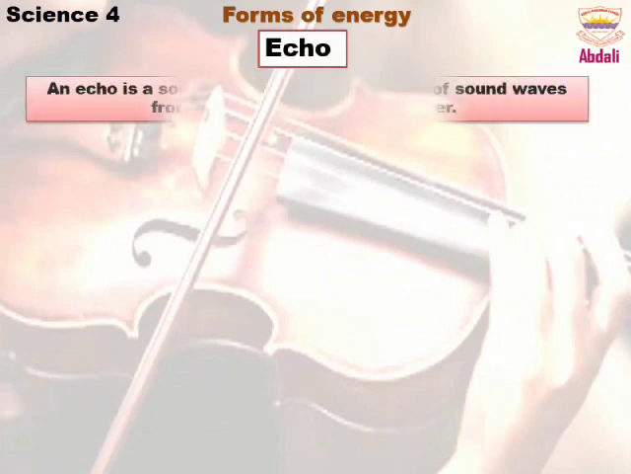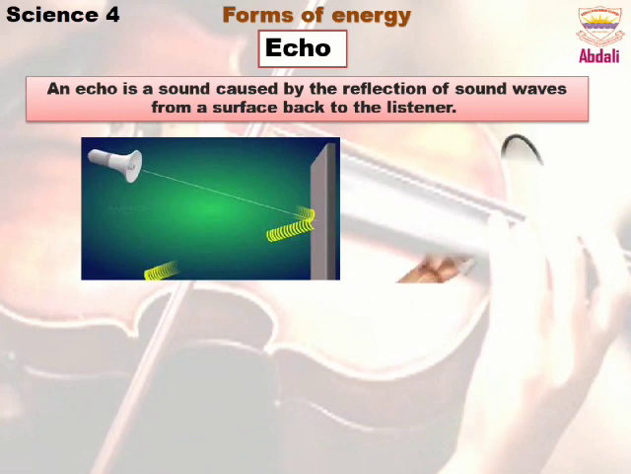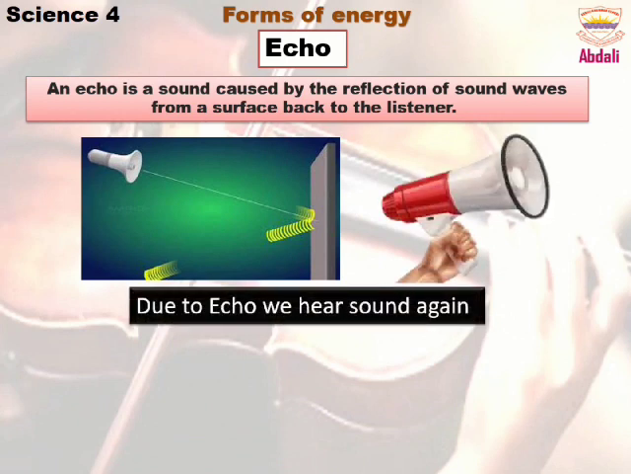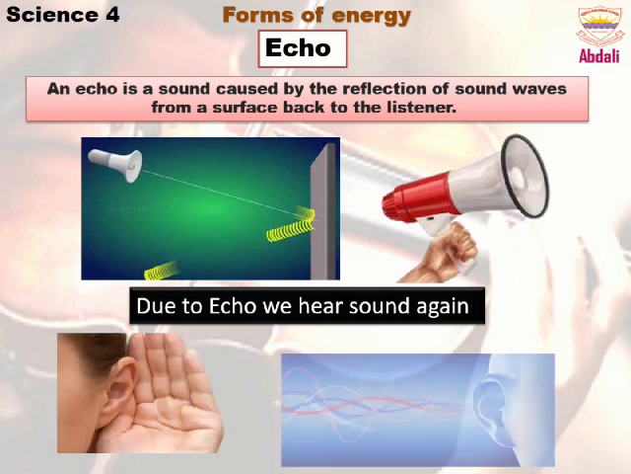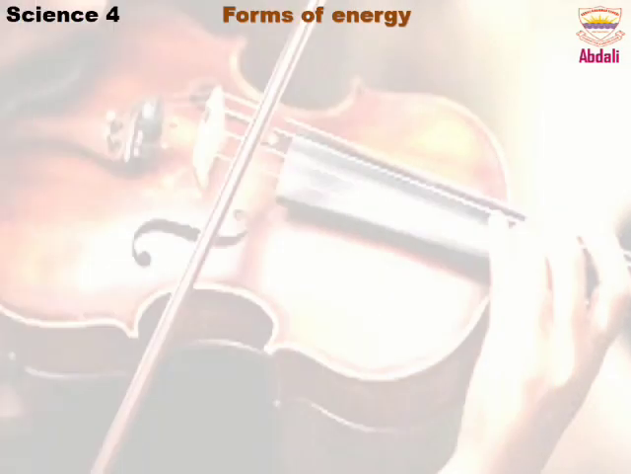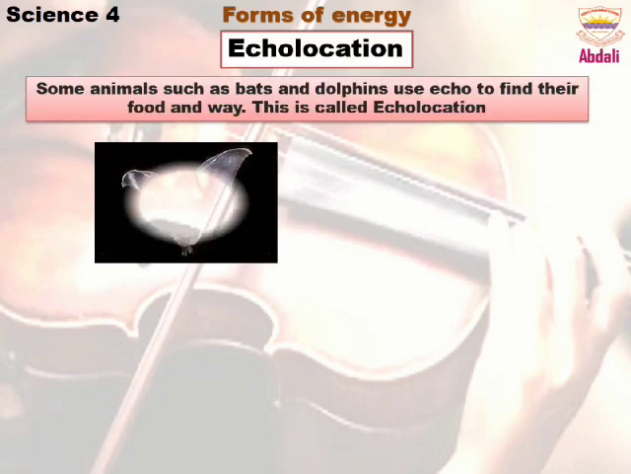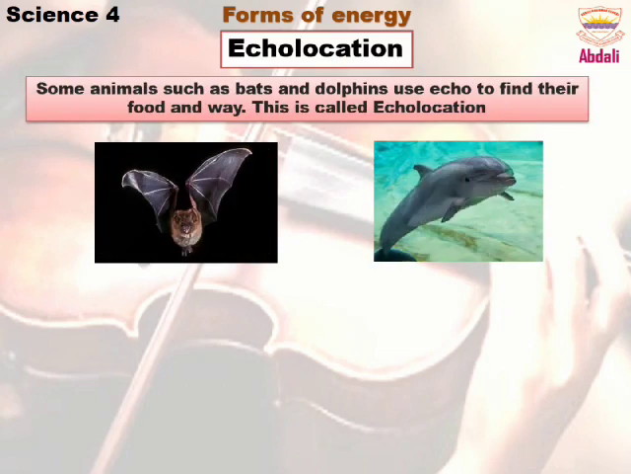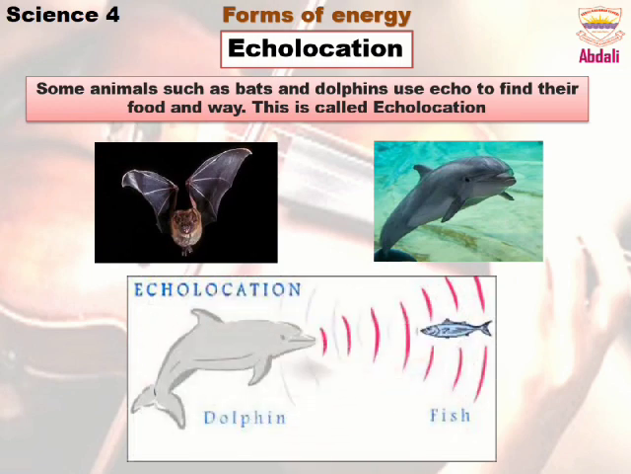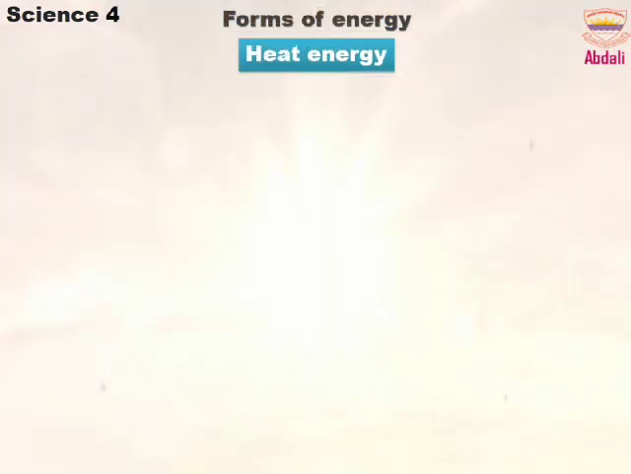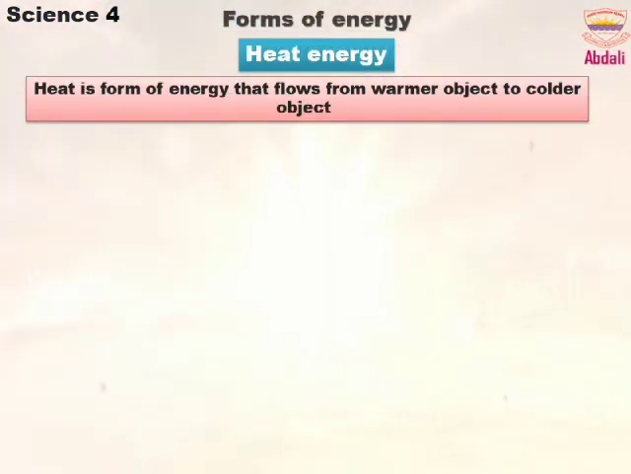Let's learn about echo. An echo is a sound caused by the reflection of sound waves from a surface back to the listener. We can hear sound again due to echo. Echolocation. Some animals, such as bats and dolphins, use echo to find their food and way. This is called echolocation. Next form of energy is heat energy.